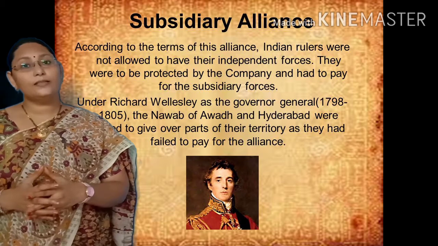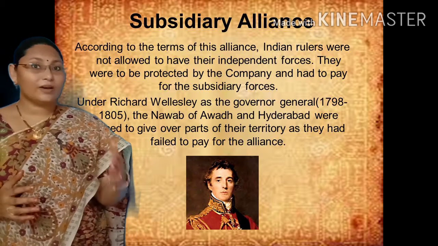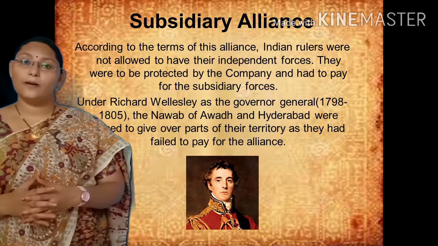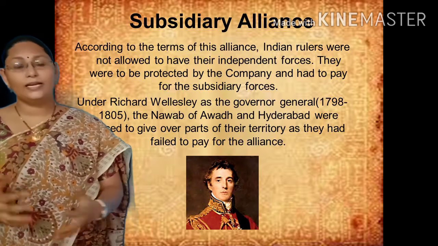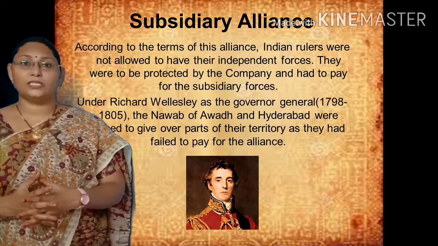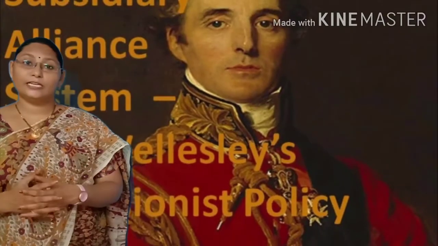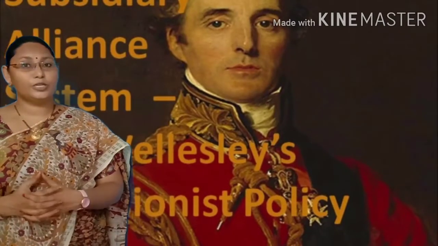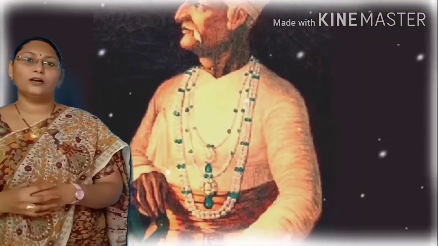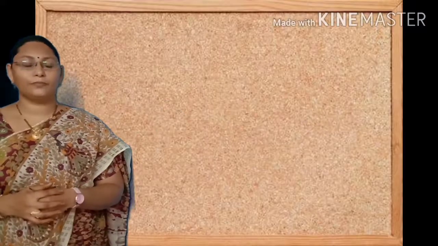Like this, they subjugated Hyderabad also. The Nawabs of Hyderabad were also unable to pay the amount decided by the Britishers, so they subjugated Hyderabad too. On the basis of this strategy, they took much of the Indian territories into the hands of the Britishers. So in the next class, we will discuss which of the Indian kings fought against these activities of the Britishers. Thank you.